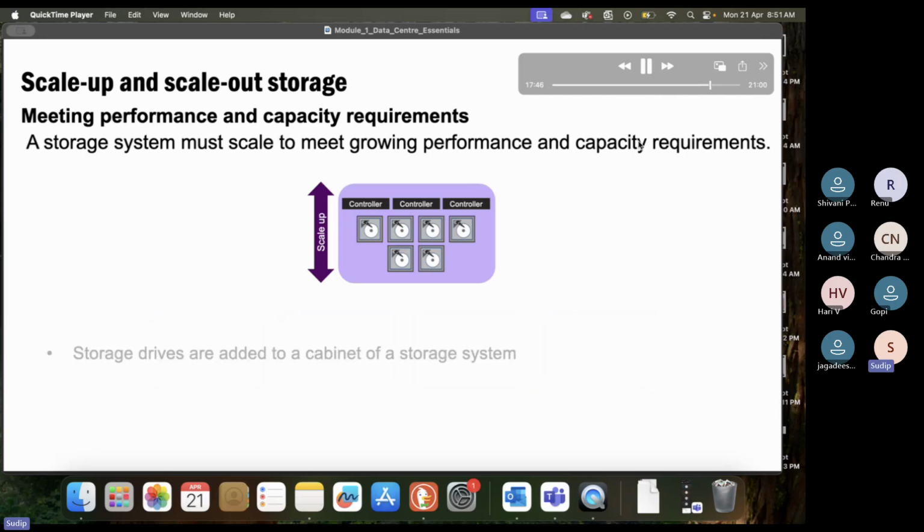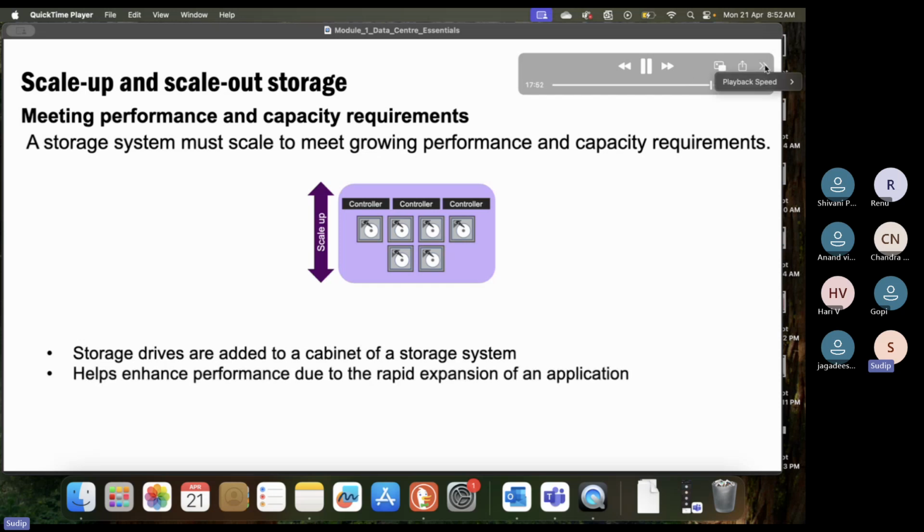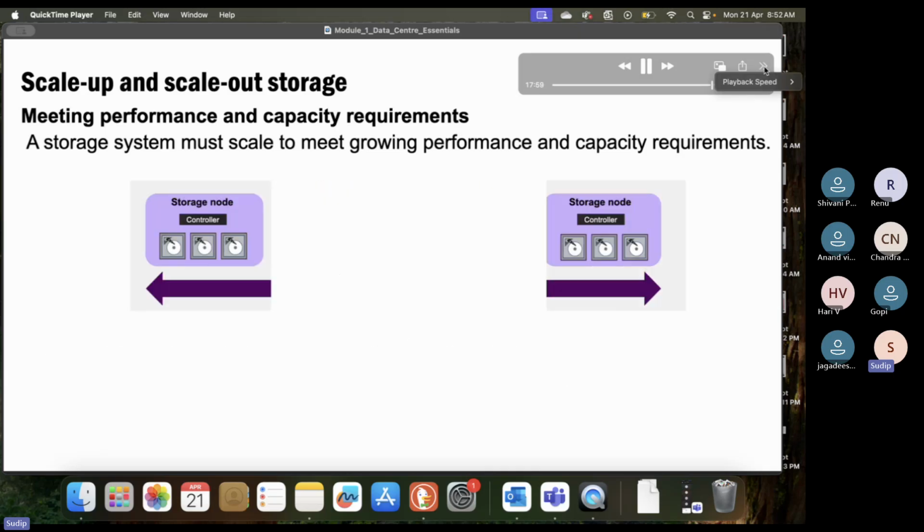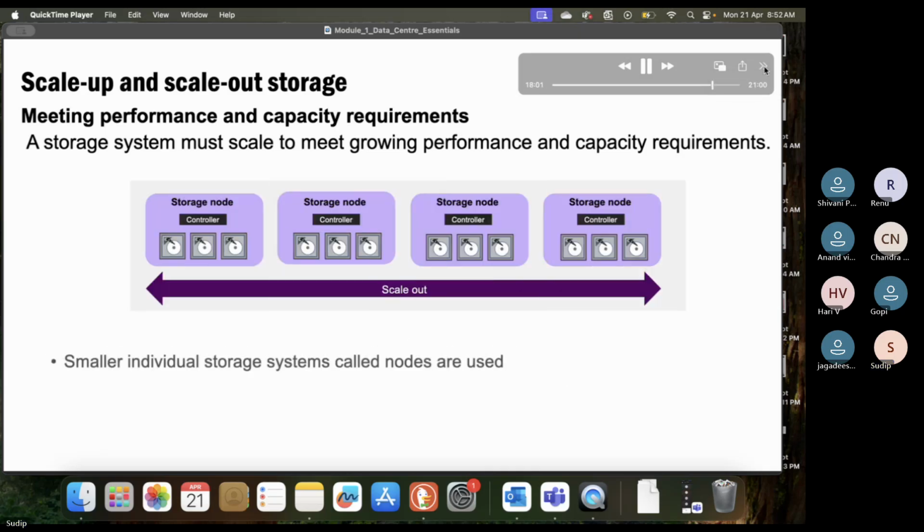So this we will come back to a little later because this is a little complex to understand right now: scale up and scale out. So let me first show you the various components.